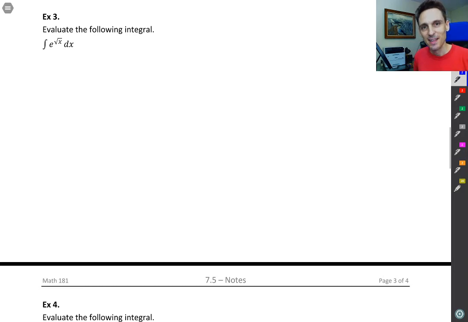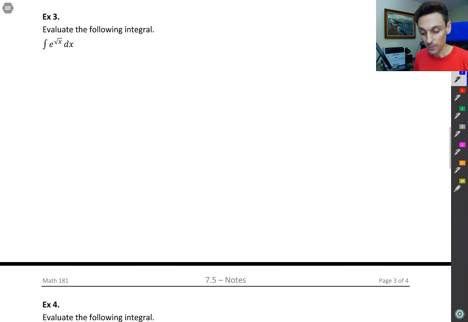Welcome back. In example 3, we've got the integral of e to the square root of x dx. Now in this case, if we try to let u equal the square root of x, which is the inside function, and that oftentimes works for substitution problems, the problem is the derivative doesn't appear with the dx. So we'll have to think about that.